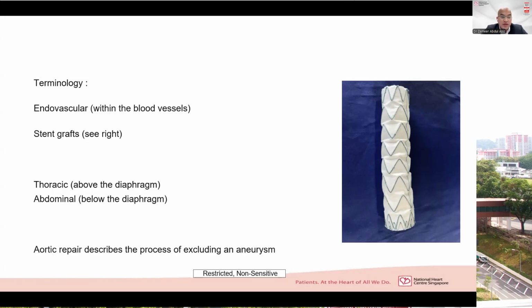Now, I will mention that a bit later. Other terminology you need to know, when we say thoracic, we mean above the diaphragm. When we say abdominal, we mean below the diaphragm. Now, aortic repair is the process of excluding an aneurysm.